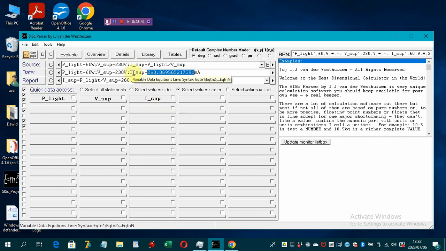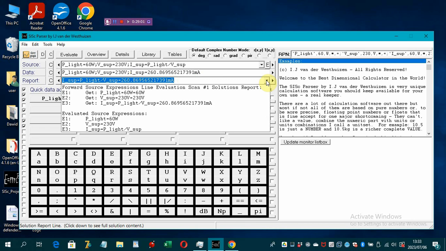So that is I supply. It is 260.8. That is the unknown that we wanted to solve. So that light bulb will draw about 261 milliampere off a 230 supply. That's a 60 watt, and there's a solution if you want to see it in the report form. Okay, so that's that one.